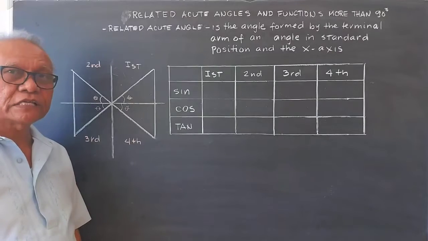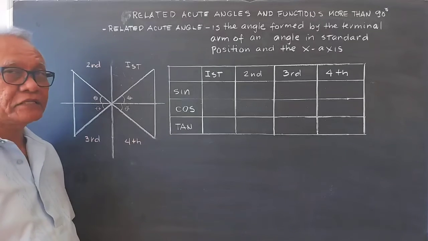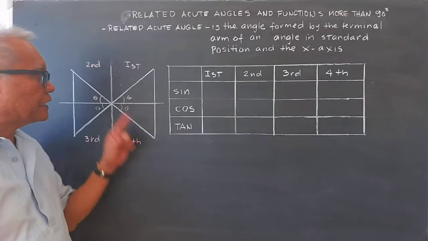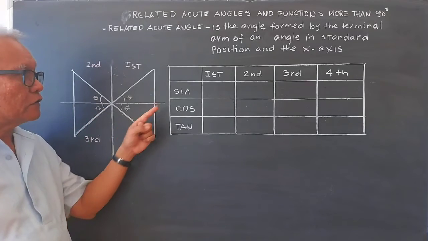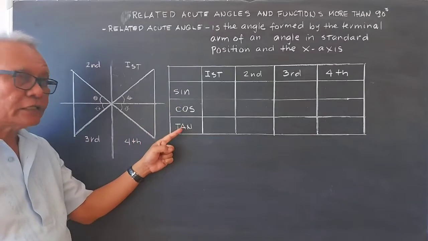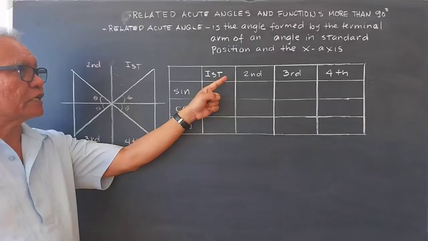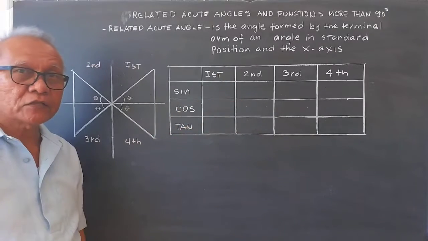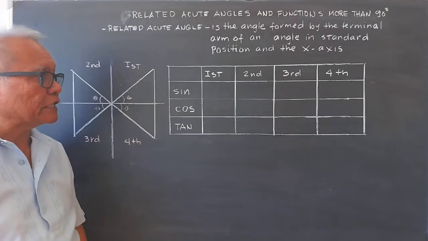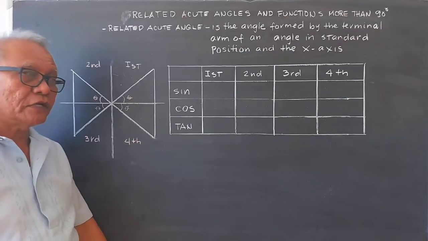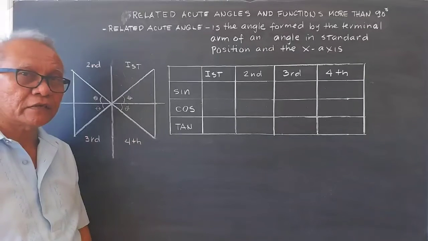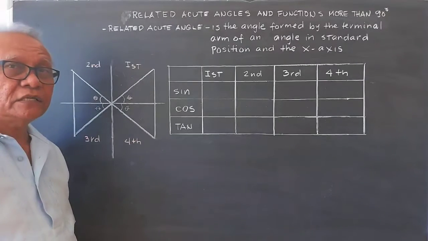So let's look at the signs of our related acute angles in the different quadrants. We have our sine, cosine, and tangent in the first, second, third, and fourth quadrants. We will get only the sign, whether sine, cosine, and tangent are positive or negative. So it depends upon the quadrant.